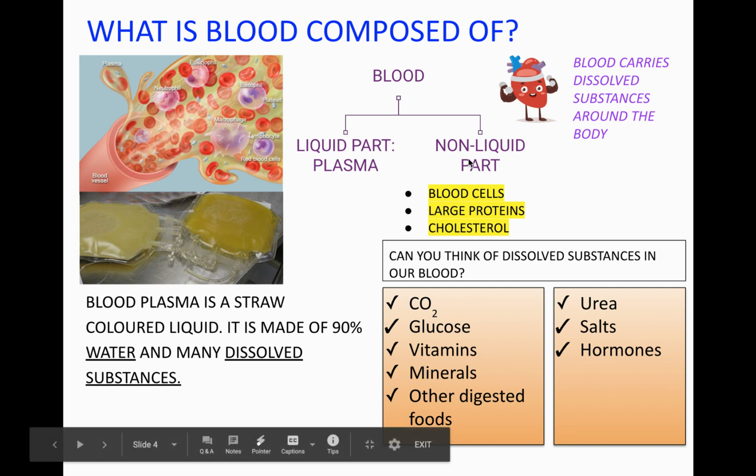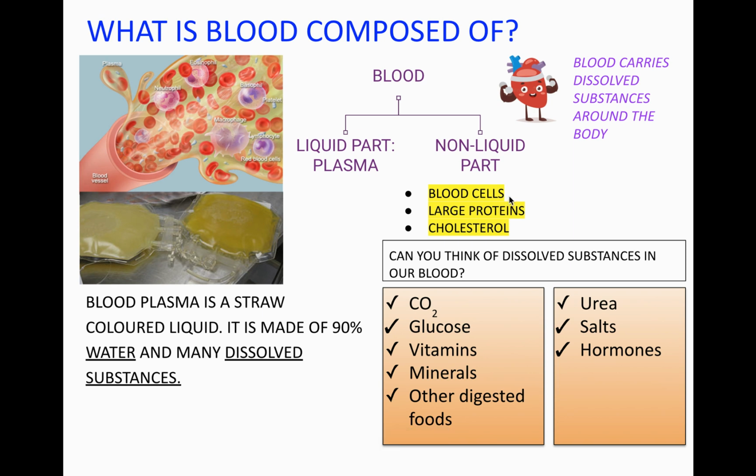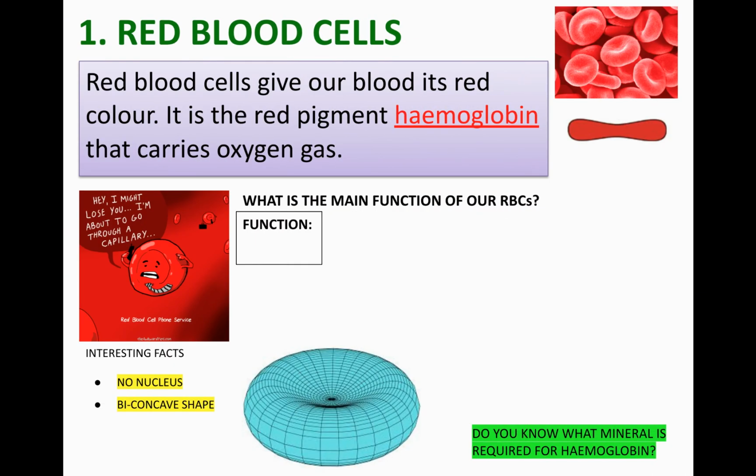We also have the non-liquid part, and the non-liquid part actually gives the blood its color, like the red blood cells, the white blood cells, the platelets, the large proteins found inside the blood, and also the cholesterol. So I'm going to finish up here with the red blood cell today, and I just want you to get as far as here.